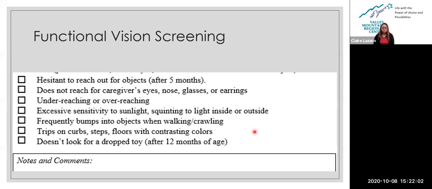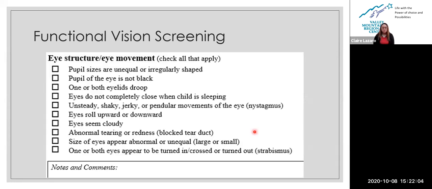After that, we move on to the eye structure and eye movement. We want to look at the pupils, the black shape that we showed a while ago. Are they equal in size or unequal? Sometimes there are pupils that are irregularly shaped, some that are tear duct shaped. You want to know that, and we want the pediatrician to investigate further if that's the case.